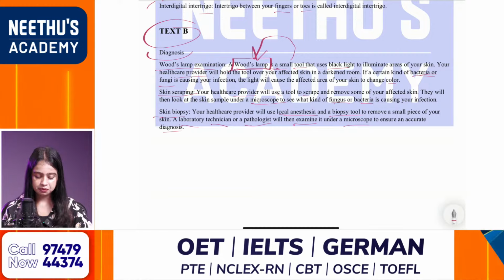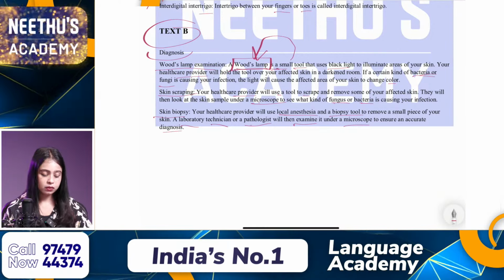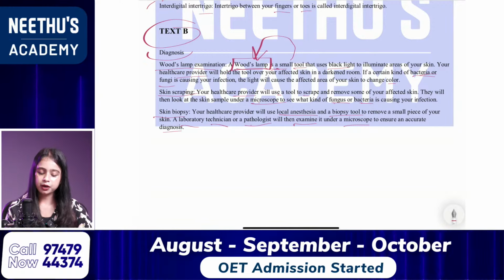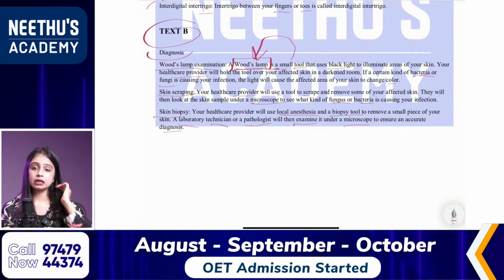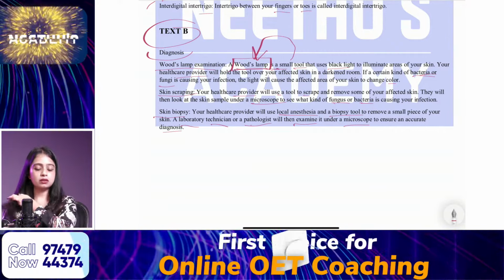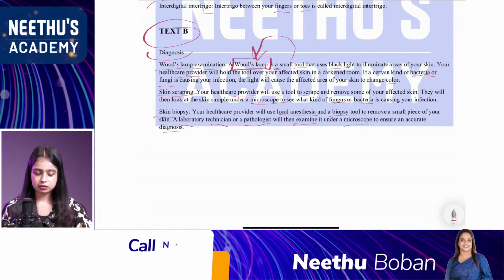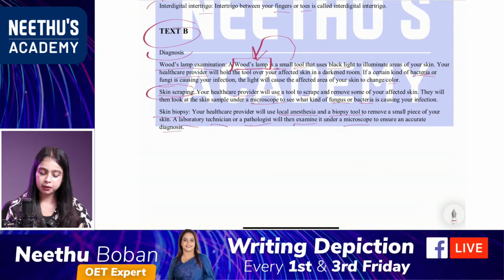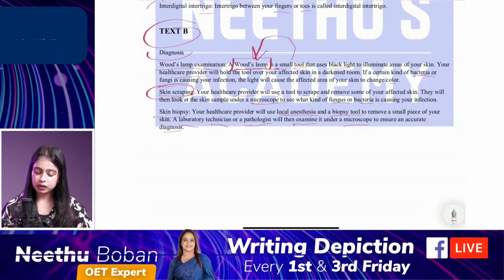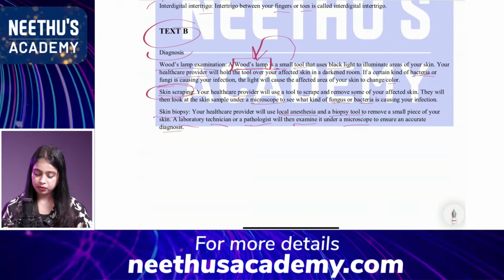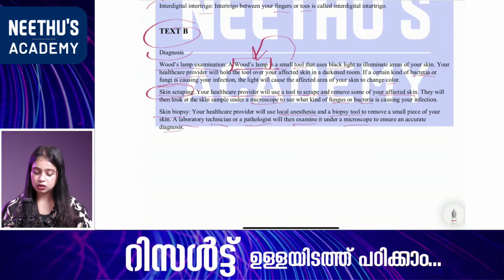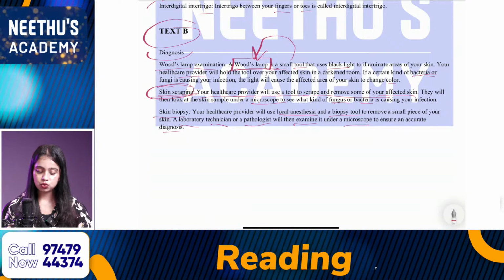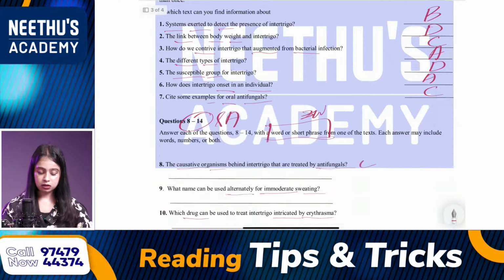So what about the next one? 14th one. Any idea? To remove the skin. So either it is regarding skin biopsy or skin scraping. Okay, or skin scraping. So that's skin scraping. Your healthcare provider will use a tool to scrape and remove some of your affected skin. So the procedure is called skin scraping. So answer is skin scraping from text B.